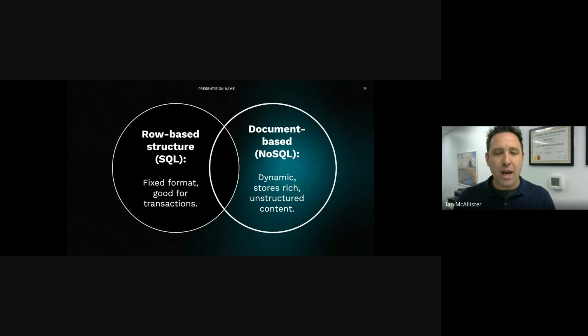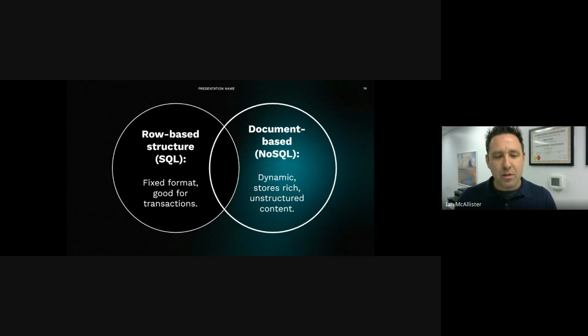On the right, we have document-based databases, which are part of the NoSQL family. These systems are much more dynamic. They store data in a flexible format, often using JSON-like documents that can include complex, unstructured data like text, images, and even embedded arrays. This flexibility allows them to handle rich, unstructured content, making them ideal for applications that deal with large amounts of unstructured data, such as content management systems or modern AI-driven platforms.